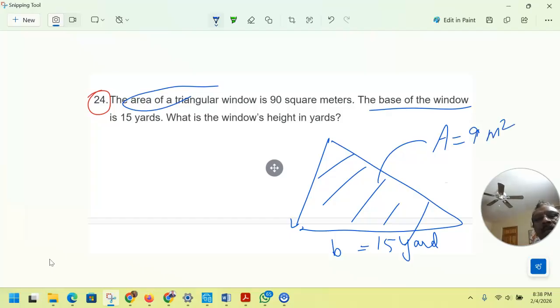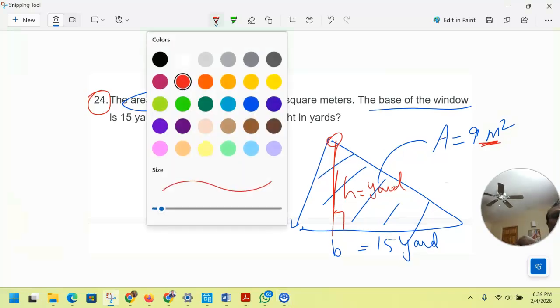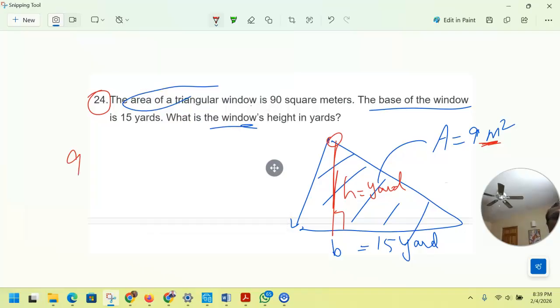But the answer they want is the height, which we don't know. We want that answer to be in yards. Now to do that, we need to convert this into yards. So how do we do this? Let's start with converting the 90 meters. Meters square means meter times meter.